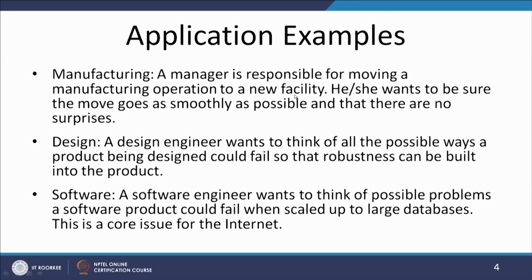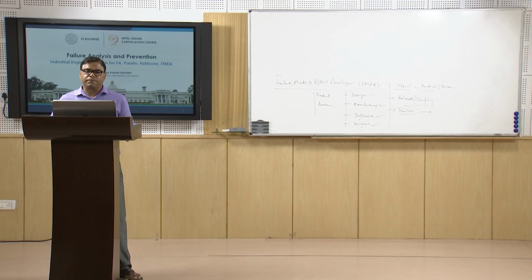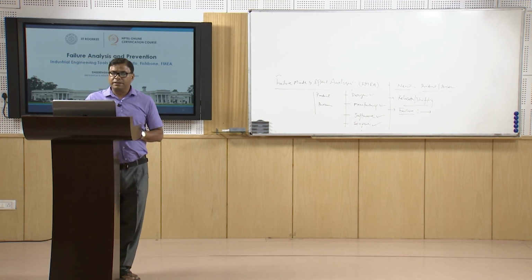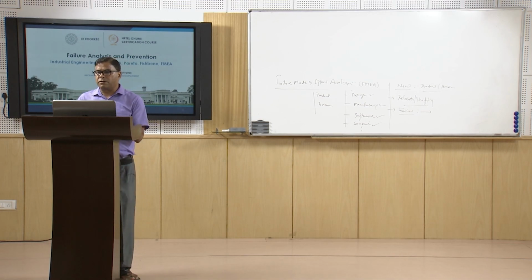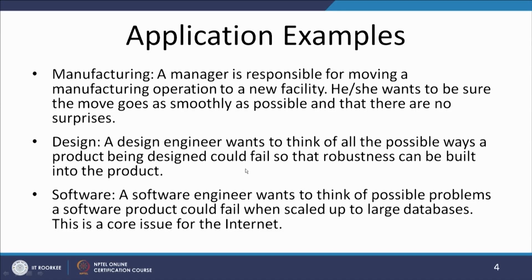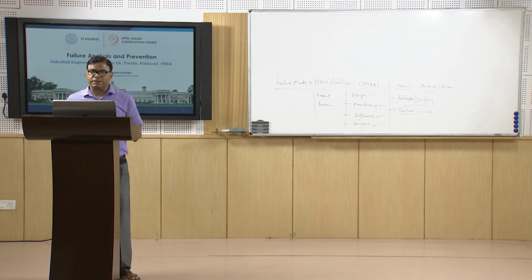Like in manufacturing, a manager is responsible for moving a manufacturing operation to a new facility. Then he wants to be sure that the move goes as smoothly as possible and there are no surprises. So, he will explore various possibilities by which there can be problems in this transition from one facility to another. In the design stage, a design engineer wants to think of all possible ways by which a product being designed can fail, so that robustness can be built into the product to avoid any possibility of the failure by all those possible ways by which the failure has been thought of.